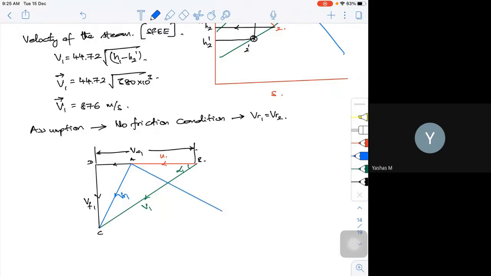Now for the exit velocity triangle, I will just assume that VR1 is equal to VR2. Just I will go here. This is my VR2. Then close with V2. So this is my V2. Then complete the triangle by drawing the VW2 and your VF2. So this is my VF2 and this is my VW2. This is your alpha 2, this is my beta 1, this is my beta 2. I am able to draw the velocity triangle.